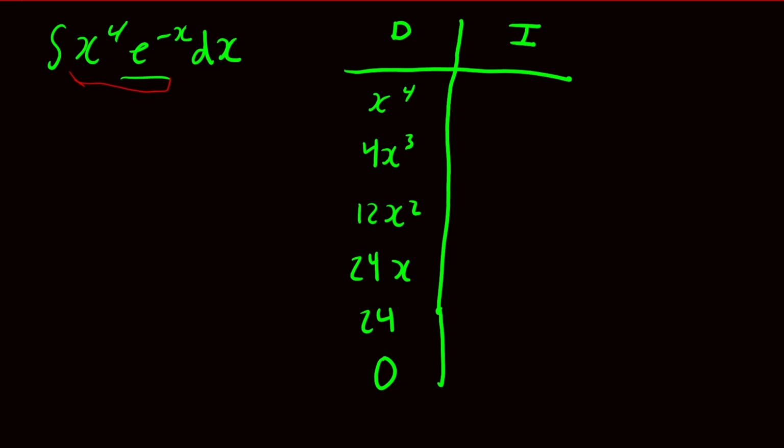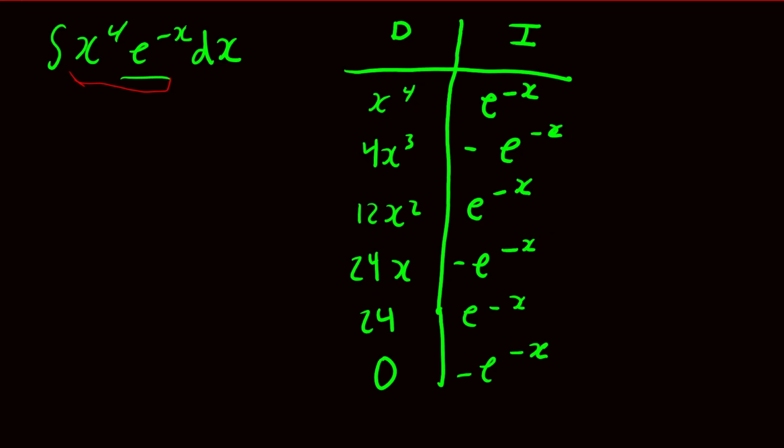All right. So now what's left is e to the negative x, e to the negative x, and I'm just gonna integrate down. So it'd be negative e to the negative x, e to the negative x, negative e to the negative x, e to the negative x, e to the negative x.